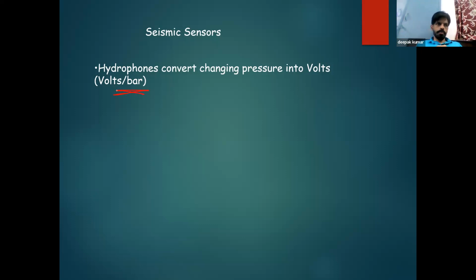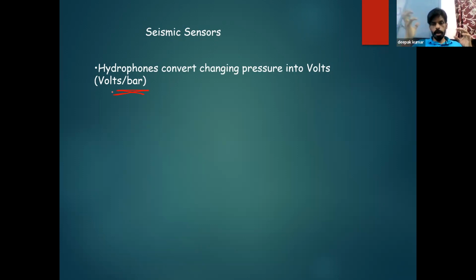The magnetic flux concept cannot be incorporated for a hydrophone, because the streamers of the hydrophone will always be on the surface of the water and will always move. It will record unnecessary readings, and that will become noise. So we use the piezoelectric effect. If we remember from our bachelor's degree, the piezoelectric effect is that if there is a change in pressure, it creates electricity. So a hydrophone works on the principle of the piezoelectric effect.